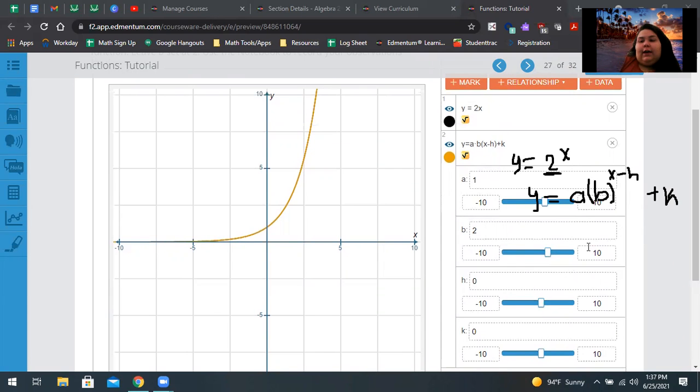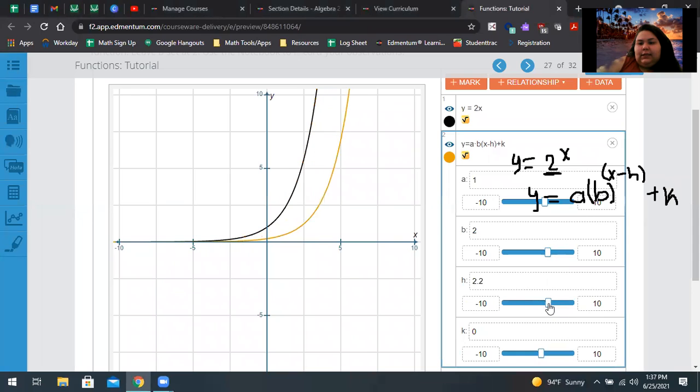Now remember, if it's x minus h, let me put that in parentheses as well. So remember, if I move this, it's going to be minus 3. Do you see? It's moving it off to the right. And I'm going to move it to the left. It's moving it back that way. So it still stays in the same shape. H just moves it left or to the right. Let's take a look at K.